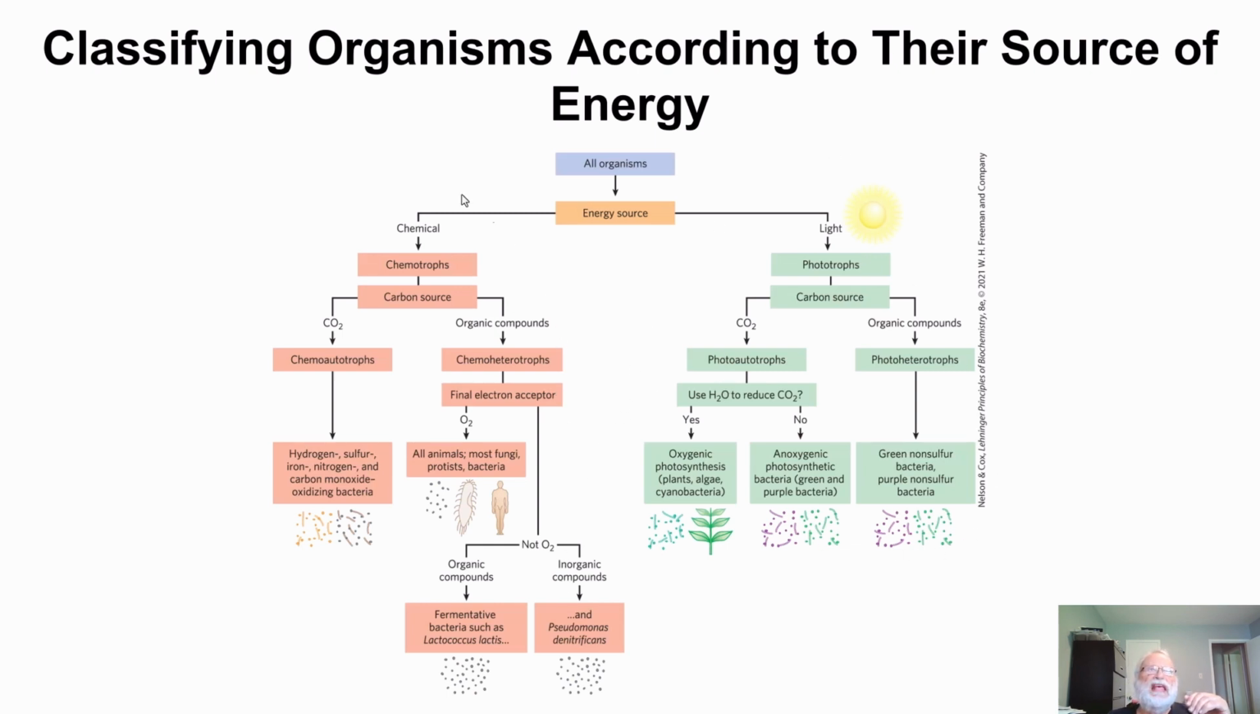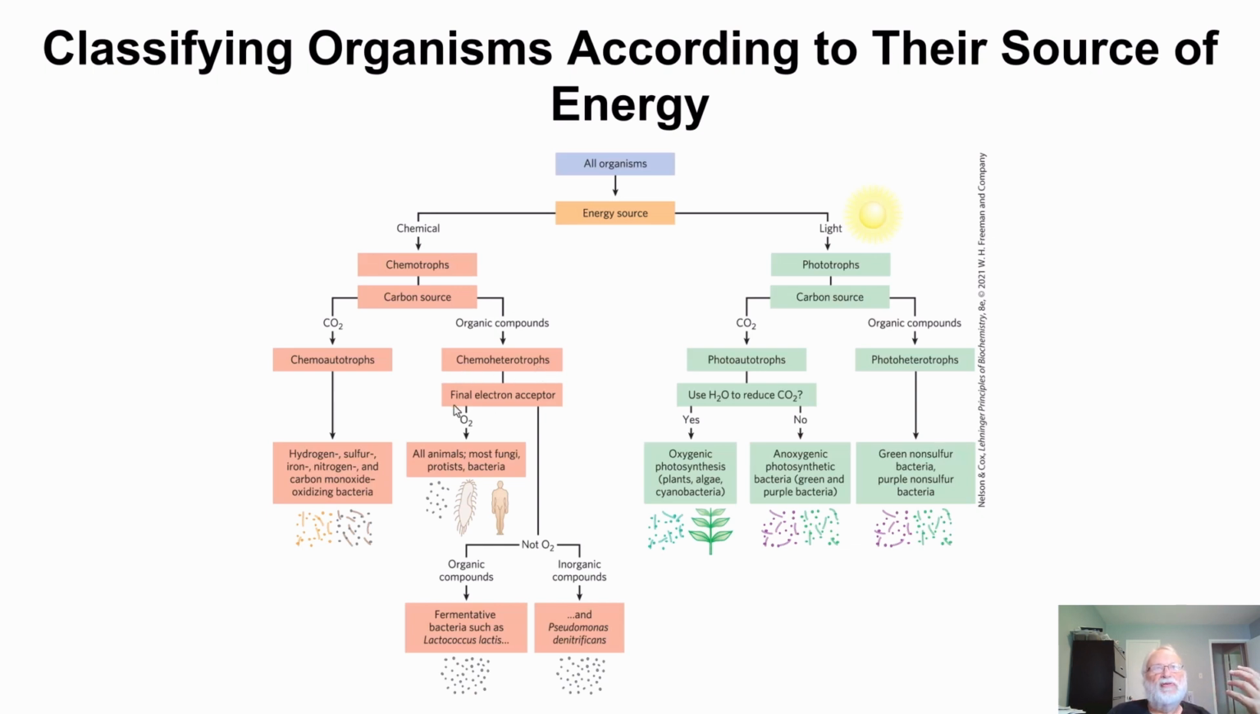Now the ones that use chemicals fall in the other categories. If the carbon source is CO2, they're chemoautotrophs. They make their own organic compounds, and hydrogen, sulfur, nitrogen, and carbon dioxide oxidizing bacteria can do all those things on their own. Some require organic compounds, and we'll talk a lot about those in other courses.